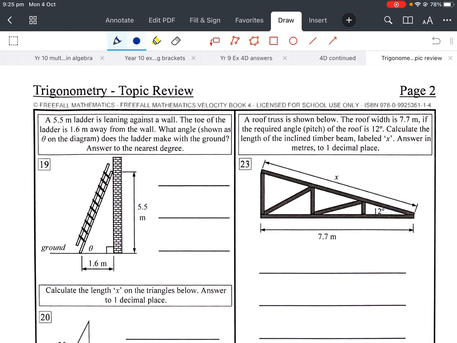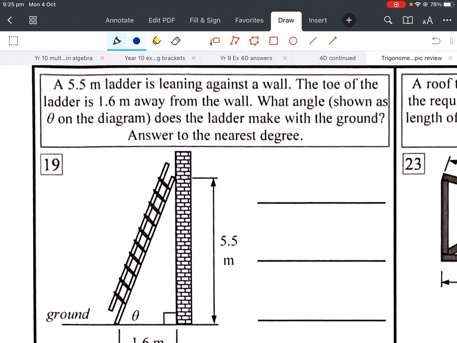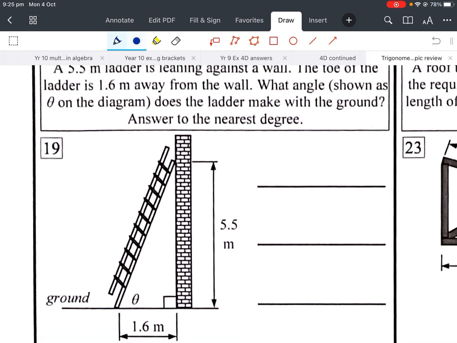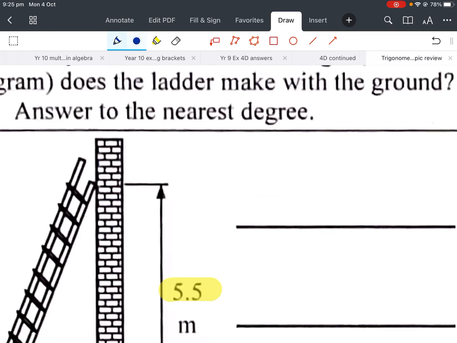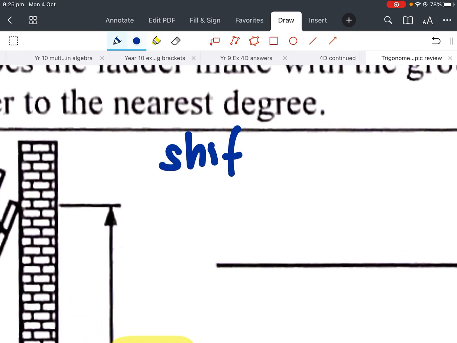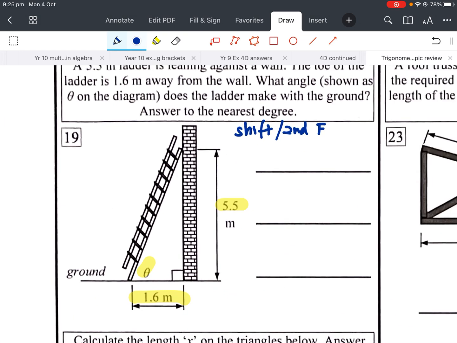A 5.5 meter ladder is leaning against a wall. The toe of the ladder, so that's the bottom, sometimes called the foot, is 1.6 meters away from the wall. So you'll notice they've got 1.6 down there, highlighted in yellow. What angle, shown as theta on the diagram, and don't forget that's 5.5 up there, does the ladder make with the ground? So we are working out angle. If we're working out angle, that means we have to press shift or second function and then sine, cos or tan.